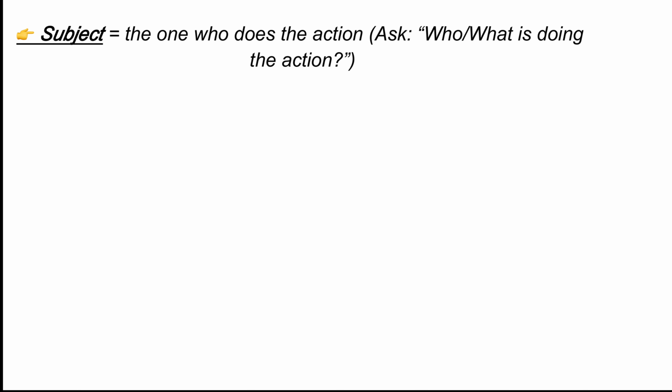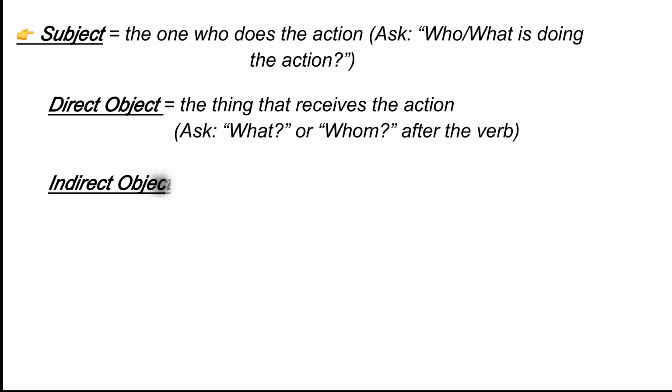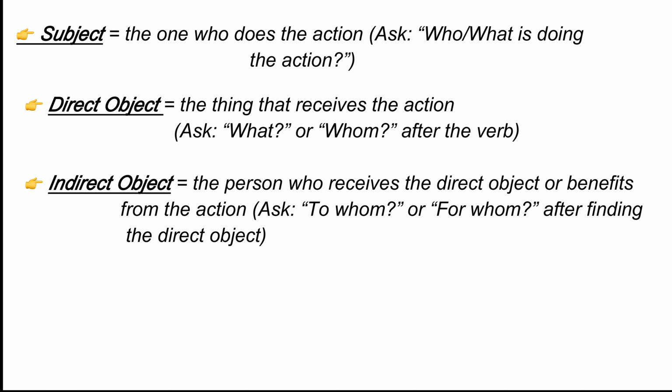Let's revise. Subject is the one who does the action. To find subject, ask who or what is doing the action. Direct object, the thing that receives the action. To find direct object, ask what or whom after the verb. Indirect object, the person who receives the direct object or benefits from the action. To find indirect object, ask to whom or for whom after finding the direct object.